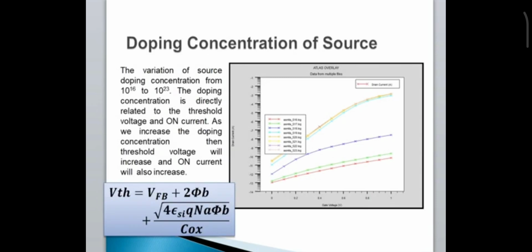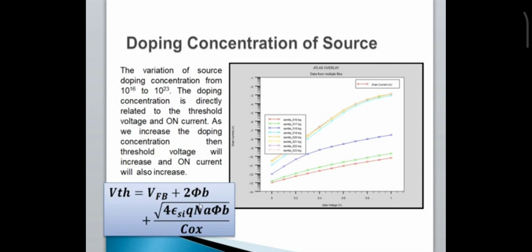First one is the doping concentration of source. This is the graph showing the impact of variation in doping concentration on drain current, in which I have varied the source doping from 10^16 to 10^23. The doping concentration is directly proportional to the threshold voltage and on current. Below this, you can see the equation.